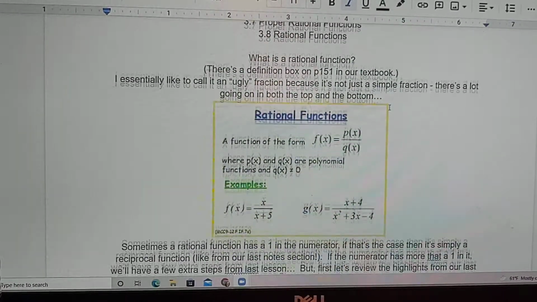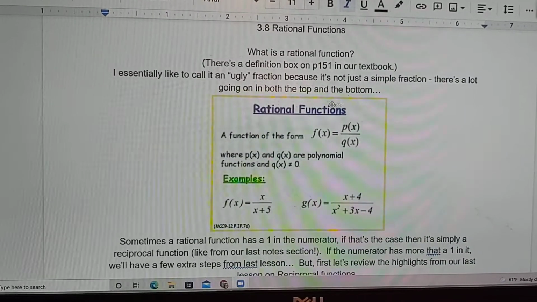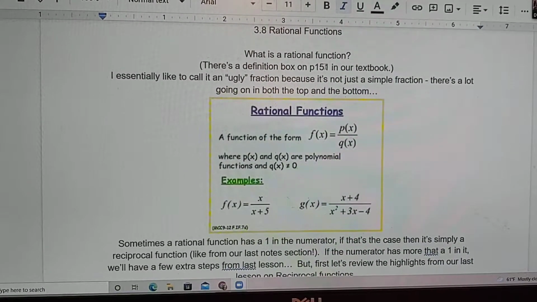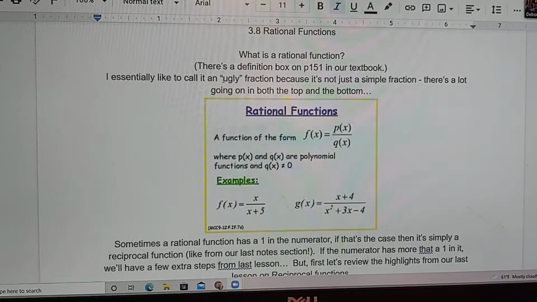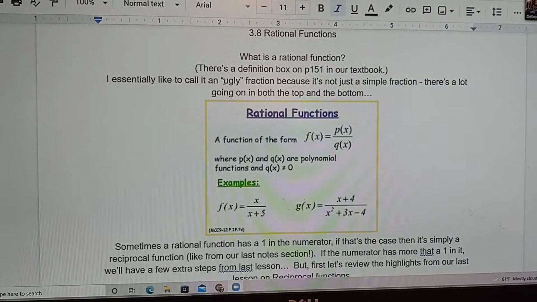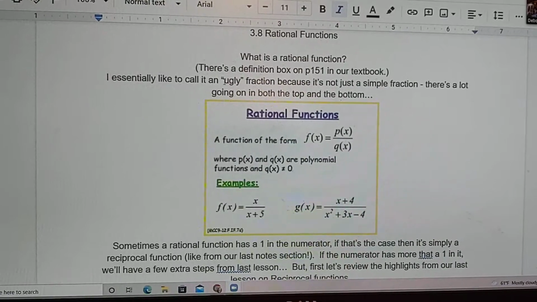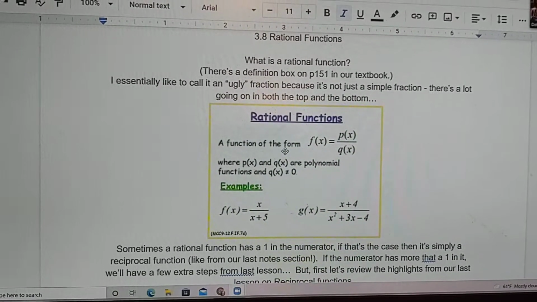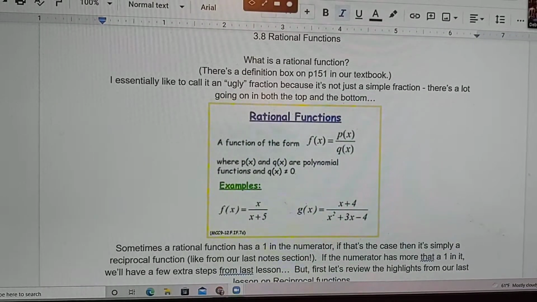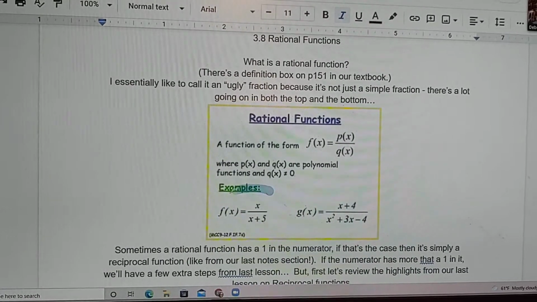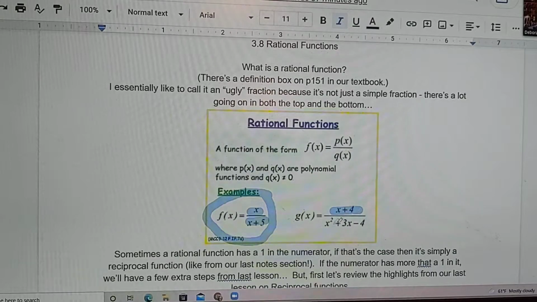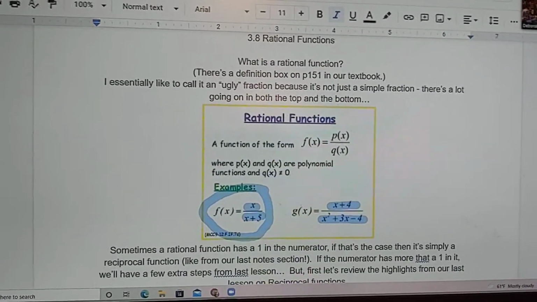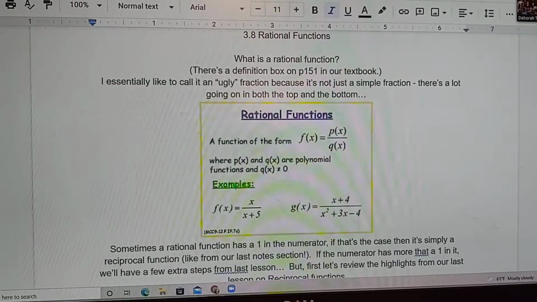So what is a rational function? There's a definition box on page 151 in our textbook. I essentially like to call it an ugly fraction, because it is not just a simple fraction. There is a lot going on in both the top and the bottom, but essentially it's just a big fraction. So here are a couple classic examples. See how you have a lot going on up top, a lot going on the bottom, but essentially every time it's just a big ugly fraction.